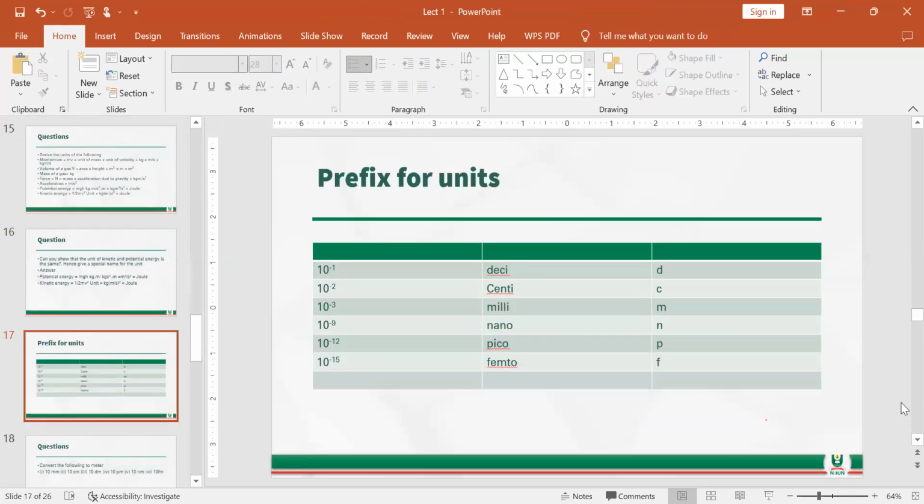Prefix for unit. We can have deci. When we say deci, we use d. We can have decimeter. We can have centimeter. Decimeter means 0.1 meter. 100 centimeters make what? 1 meter. So 10 decimeter make 1 meter. We have millimeter. We have nanometer, 10 to minus 9 meter. We have picometer, 10 to minus 12 meter. And we have femtometer, 10 to minus 15 meter.